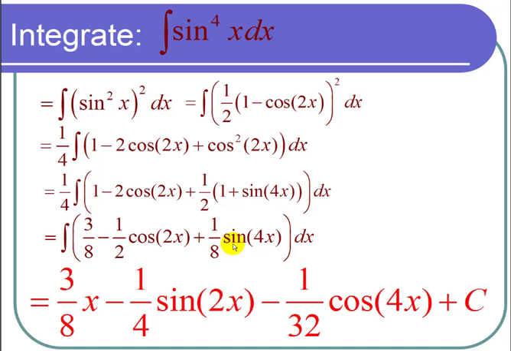And remember, the integral of a sine is negative the cosine, so I get the minus sign. So my final answer is 3/8 x minus 1/4 times the sine of 2x minus 1/32 times the cosine of 4x plus a constant. And I'm done with the problem.